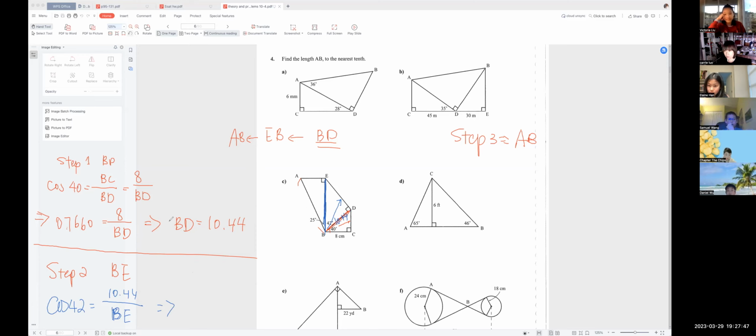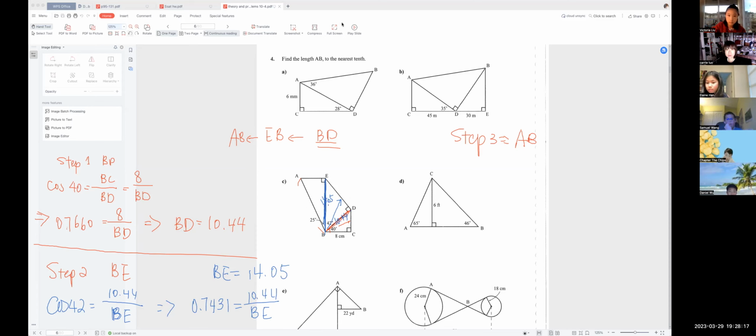Cosine 42 equals 0.7431, which equals 10.44 over BE. So BE equals 10.44 divided by 0.7431, which equals 14.05. Okay, everybody, please check your BE to see if it is right or not.